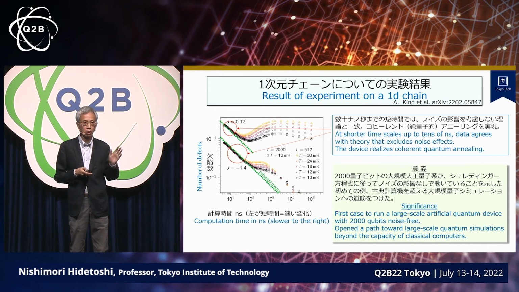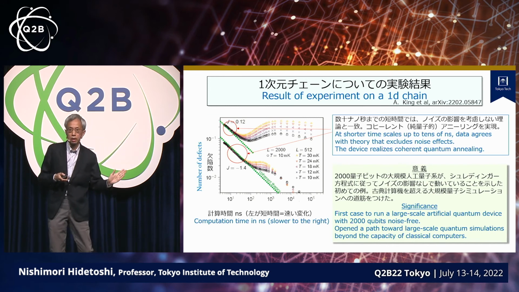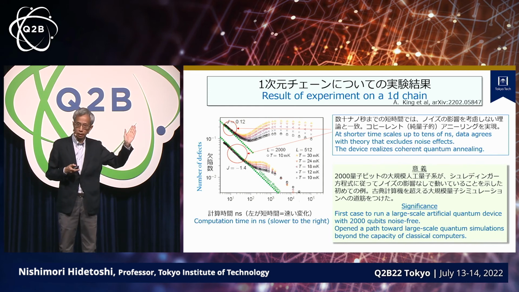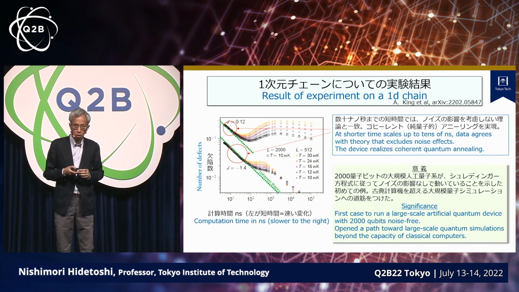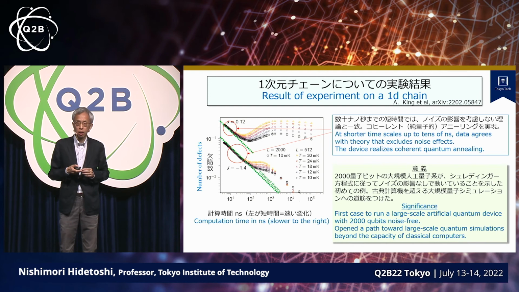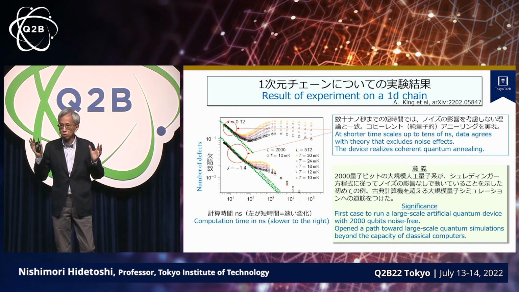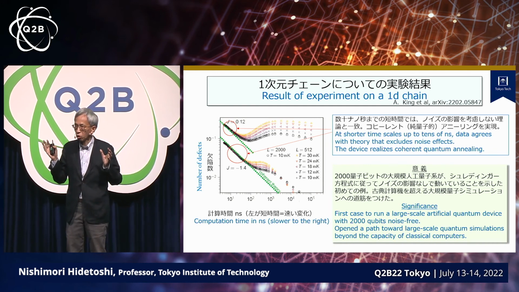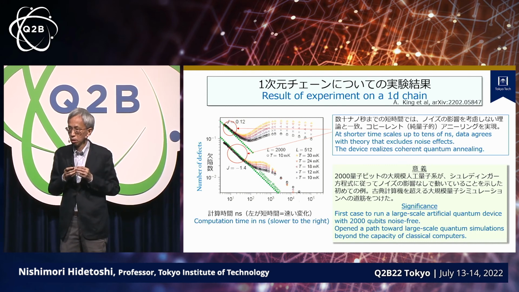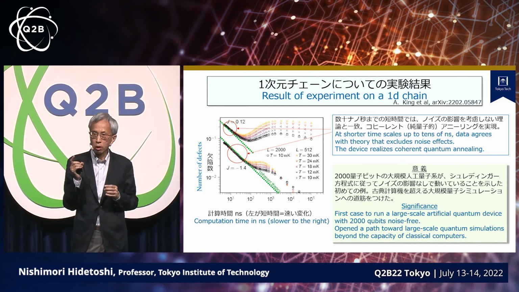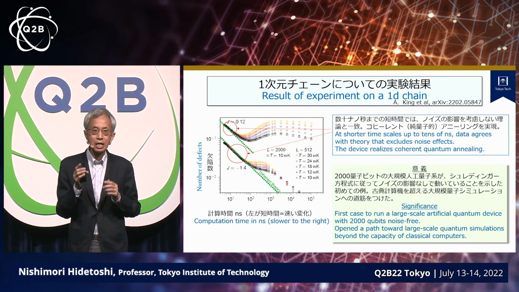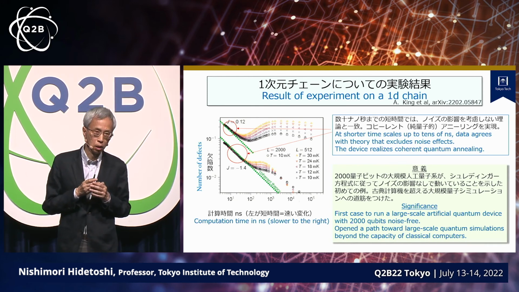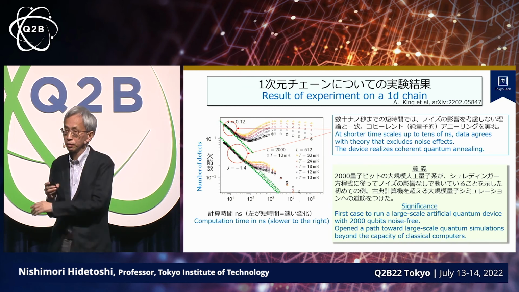So in a shorter time, up to tens of nanoseconds, the data agrees with the theory, and beyond that the noise effect increases. The device realized coherent quantum annealing, and that is exactly matching. I think this is the first case of running a large-scale artificial quantum device with 2,000 qubits noise-free. We cannot actually do this on a classical computer. But using the quantum Monte Carlo method, we can simulate it, because it does not depend on time. In the parallel case, that is correct.